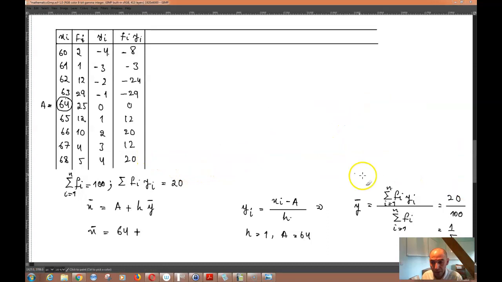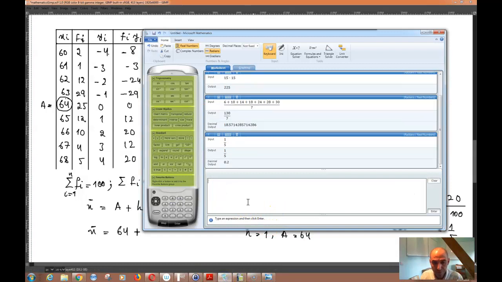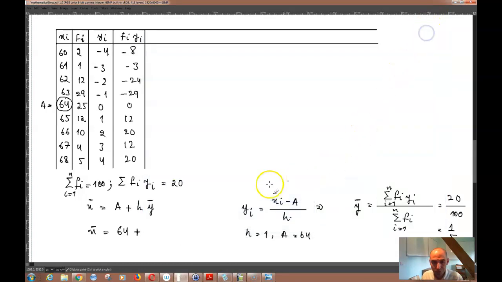So 1/5 is 0.2. So y bar is 0.2, so x bar is 64.2. Now first of all, let's see if the answer over here is correct, number 6 in exercise 15.2. Well, they have taken this as 64. What I've gotten here is 64.2, right?